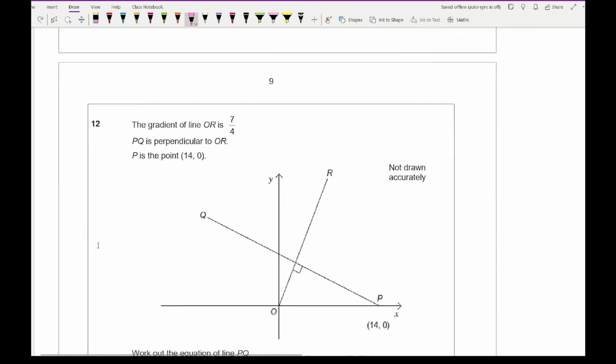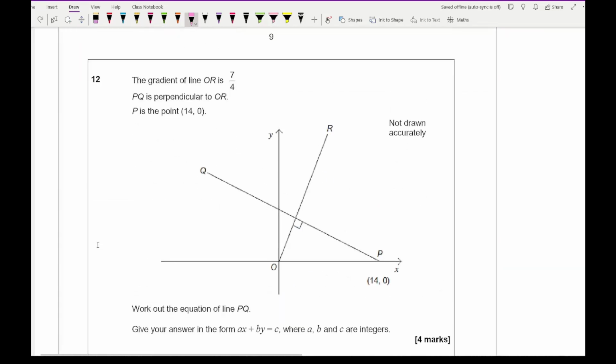Then moving on to question 12, it says the gradient of the line OR is 7 over 4. PQ is perpendicular to OR. P is the point 14, 0. And the question is asking us to work out the equation of line PQ. So first of all, let's work out the gradient of PQ. The gradient of PQ is going to be the negative reciprocal of 7 over 4. When you're doing the reciprocal of a fraction, all you need to do is flip the fraction so it becomes 4 over 7. And then change the sign. So the gradient is minus 4 over 7.